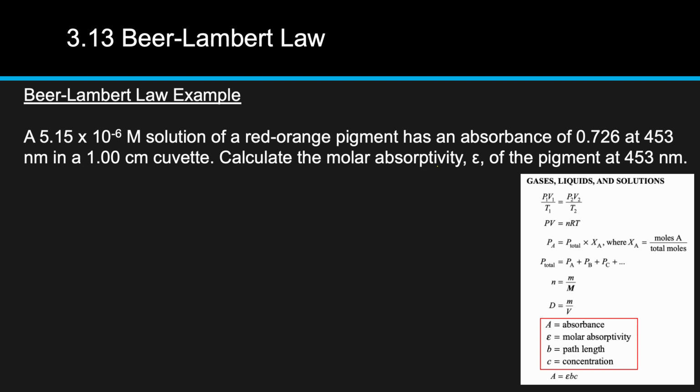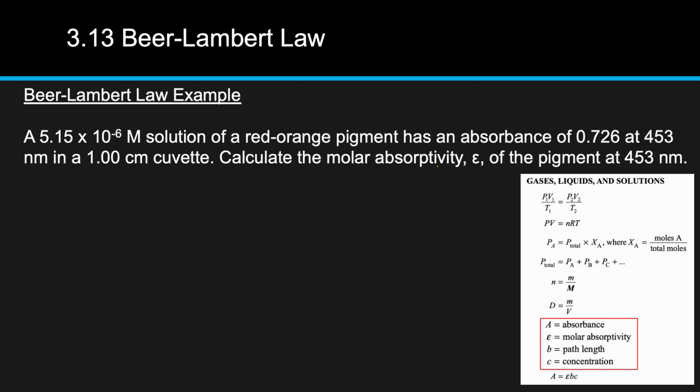All right, so let's do a few examples. A 5.15 times 10 to the negative 6 molar solution of a red-orange pigment has an absorbance of 0.726 at 453 nanometers in a 1 centimeter cuvette. Calculate the molar absorptivity of the pigment at 453 nanometers.